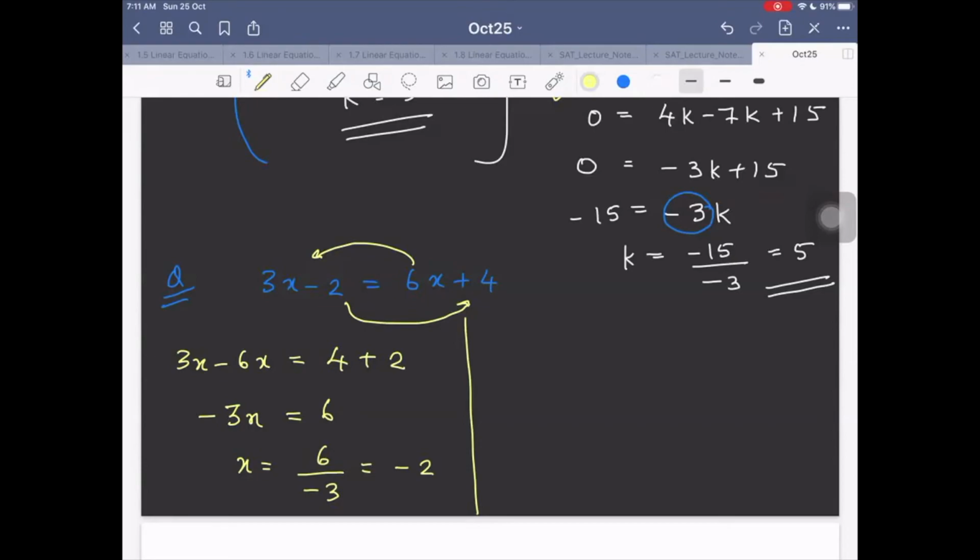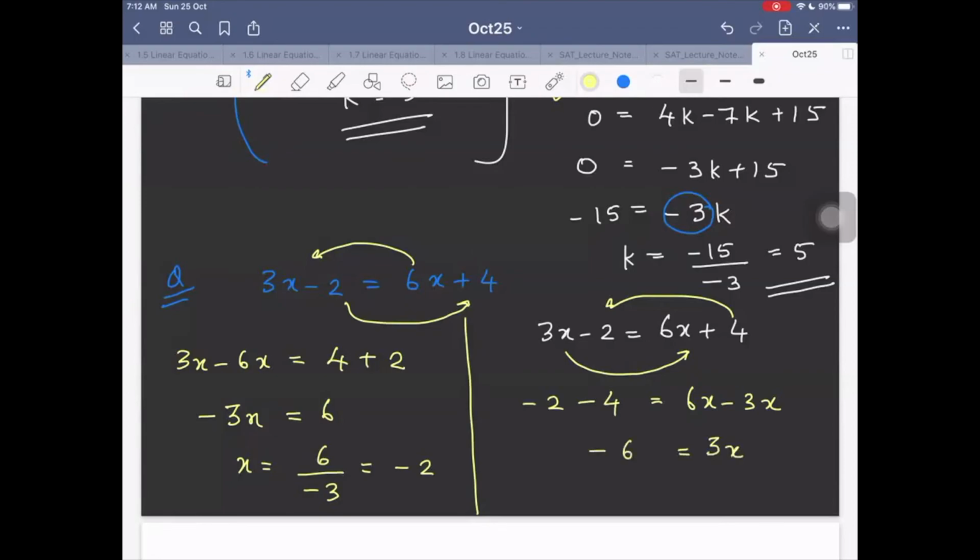On the other hand, you can do it this way as well. 3x minus 2 is equal to 6x plus 4. So I'm going to take 3x to the other side and 4 to the other side. So we have 6x minus 3x here. We have minus 2 minus 4 here. So that's like 3x is equal to minus 6. And we have x is equal to minus 6 divided by 3, which is minus 2 again. Okay, see, both methods are identical, right? But we feel more comfortable when the coefficient of x is positive.